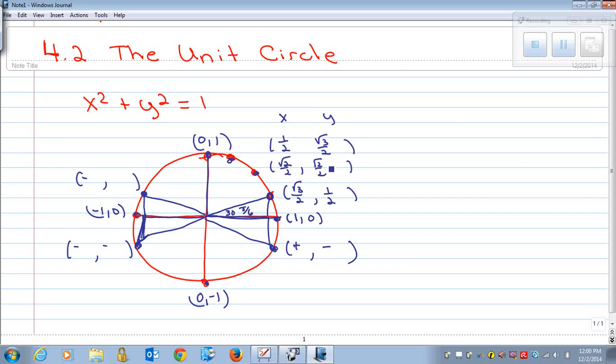The last thing we're going to learn is that our x value is actually going to correspond with our cosine value, and I'll show you why in a minute, and our y value is going to correspond with our sine value. So those are really important.